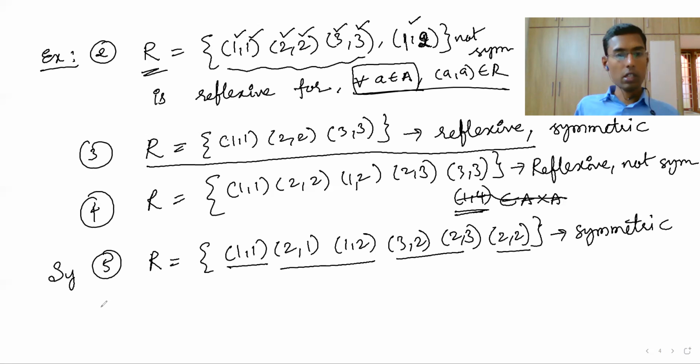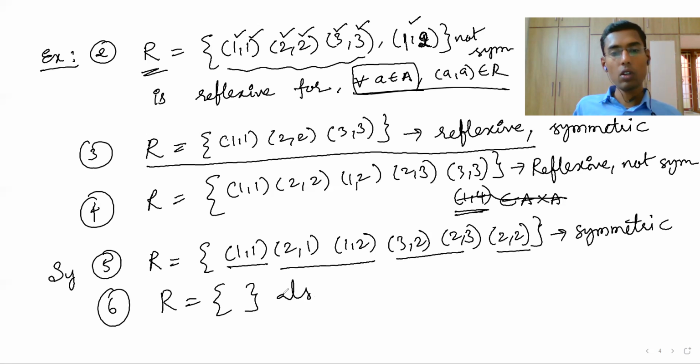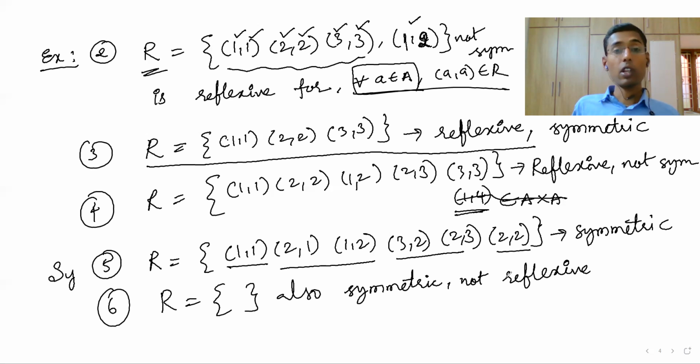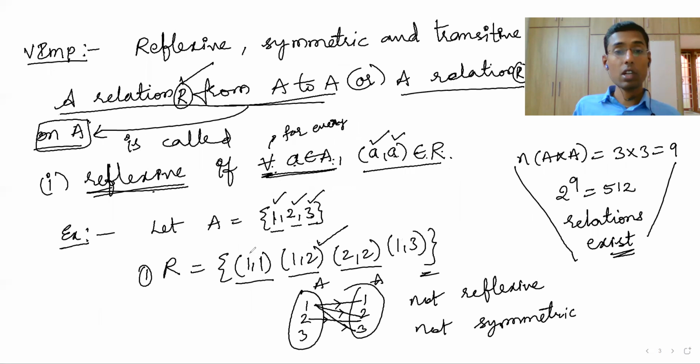Okay, surprisingly, I'll give another example: the empty set. It's also symmetric, yes. Why? Because there is nothing inside. It is not reflexive when there is nothing. For reflexive, the condition is that for every element, there should be an image that is itself.